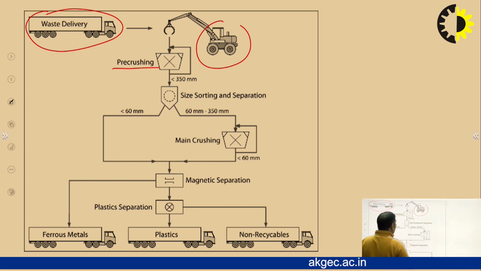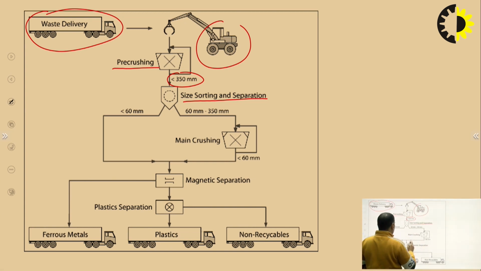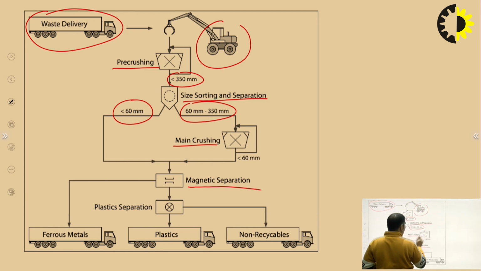Here we have to pre-crush the waste, and the waste which has less than 350 millimeter diameter is passed on, and size sorting and separation is done here. In this case we pass it into two streams. One waste has a diameter of less than 60 millimeter, and another has a diameter of 60 to 350 millimeter. The 60 millimeter waste is directly fed into magnetic separation, and the 60 to 350 millimeter waste is sent again to the main crushing part, so that it also becomes less than 50 millimeter.